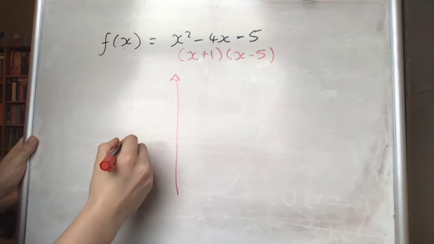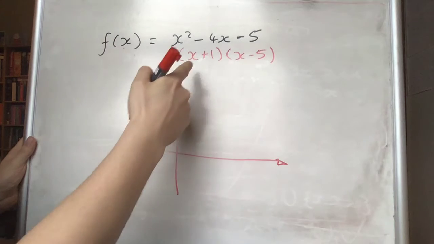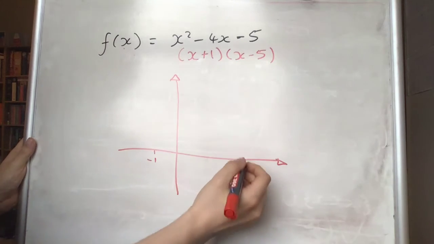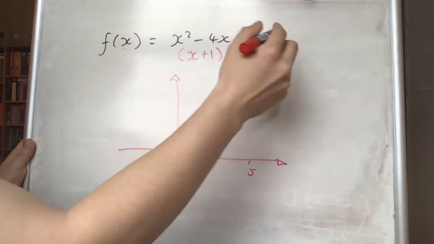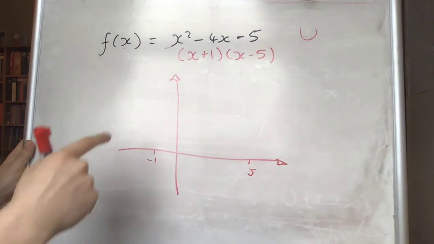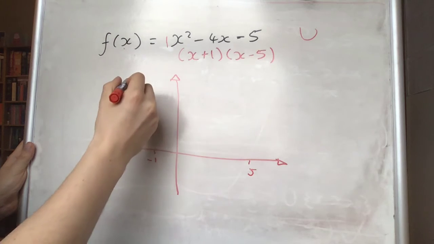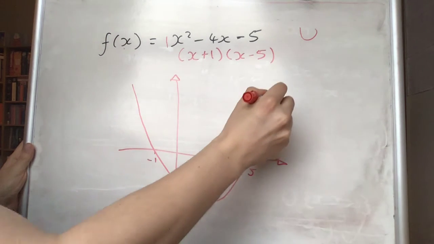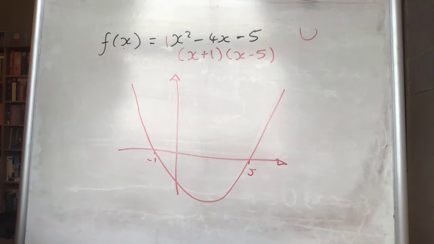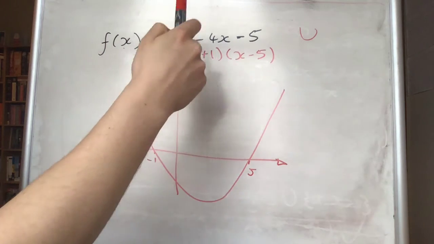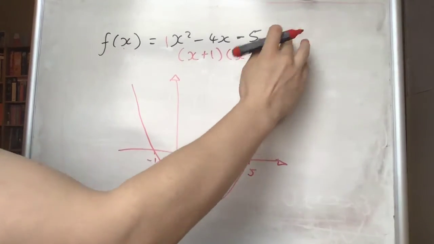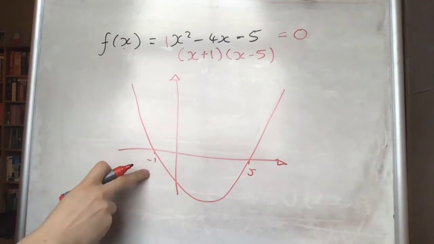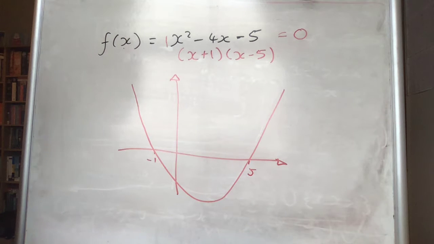So we're going to put a y and an x line here, and we know that it's going to cross over at -1 and at 5. And it's going to have a U shape because our coefficient of x squared is positive. We can imagine there's a 1 here, and that will look something like this. Beautiful. So the solutions to when x squared minus 4x minus 5 is equal to 0 is where it crosses over the x-axis, and these are called our critical values. So the solutions to f of x equal to 0 are -1 and +5.